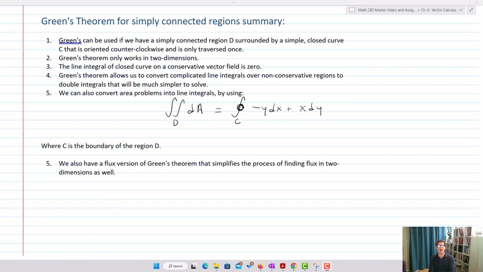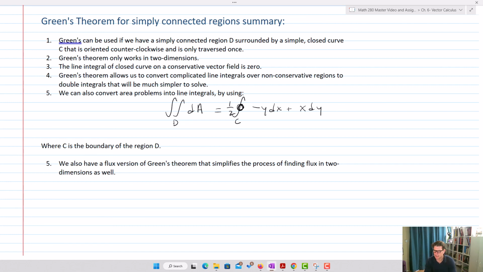Green's theorem is going to allow us to convert complicated line integrals over non-conservative fields to double integrals that will be much simpler to solve. So that's the whole point. What we want to do is make our lives easier. We want to make finding these integrals easier to solve. And we can also convert area problems into line integrals by using this particular equation.